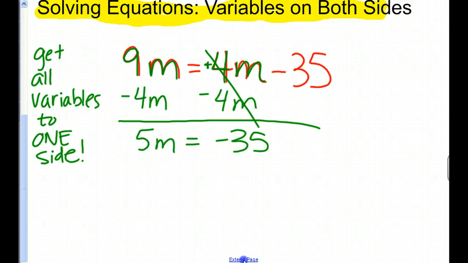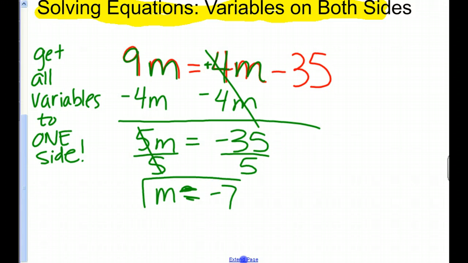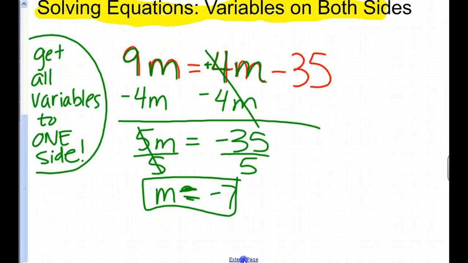Well, we've seen this is just a one-step equation where we divide 5 on both sides, and m equals negative 7. And that's our final answer. So let's keep all that in mind, that we want to get all of our variables to one side. And as always, we want to keep our equation balanced.